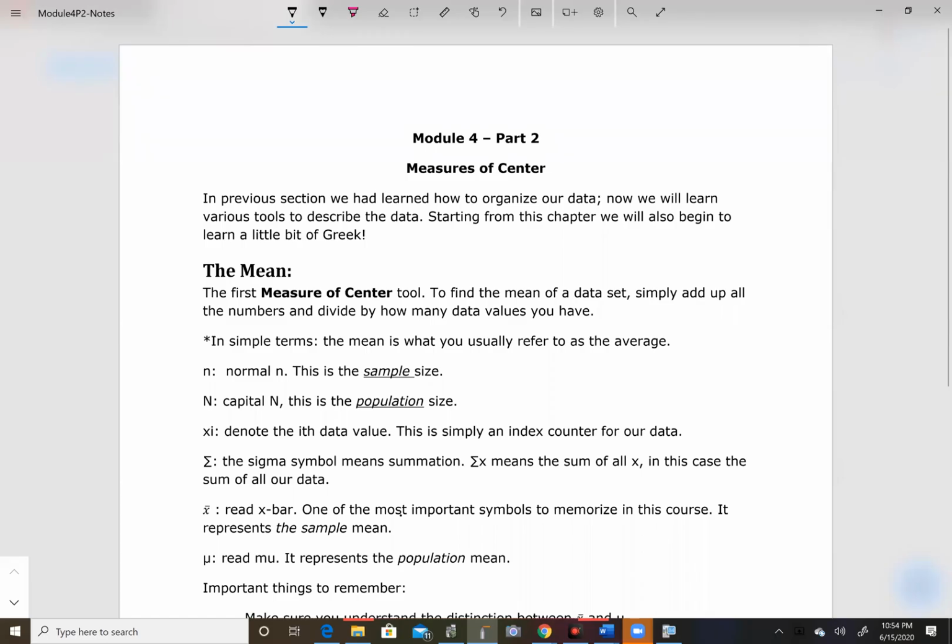Okay, you guys. So, module 4.2. We're talking about measures of center. You should have been learning about these almost your entire mathematical career so far, and we're going to talk about the mean, the median, and the mode.